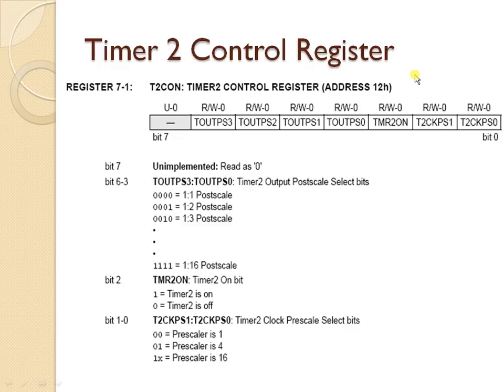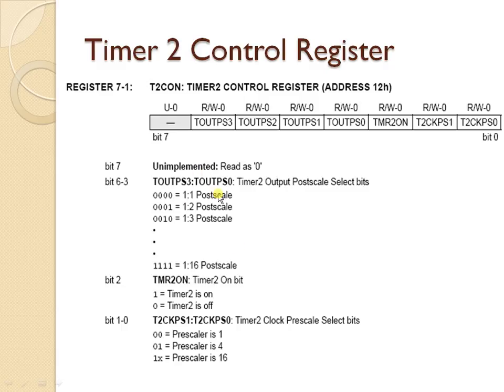Now the Timer 2 control register. In order to control this Timer 2 peripheral, you have to program this control register. We will come from the MSB bits. Here you have PS3, PS2, PS1, and then PS0. These are postscale bits. Until now we have seen prescale bits, but what is this postscale?